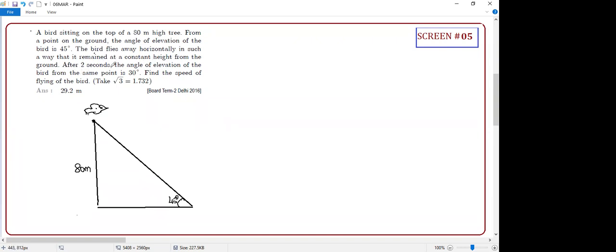Okay, it's flying. After 2 seconds, student, the angle of elevation of the bird from the same point is 30 degrees. Now, guys, tell me, after 2 seconds, is it coming to here or here? Going to the left side, away. They are telling very clearly.